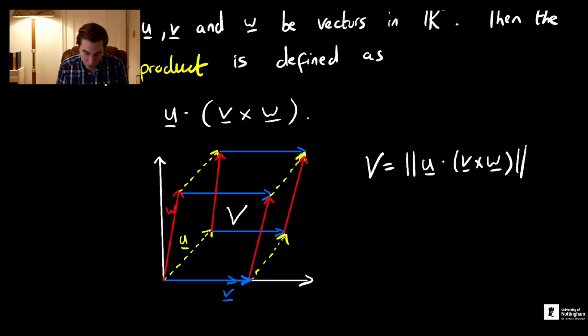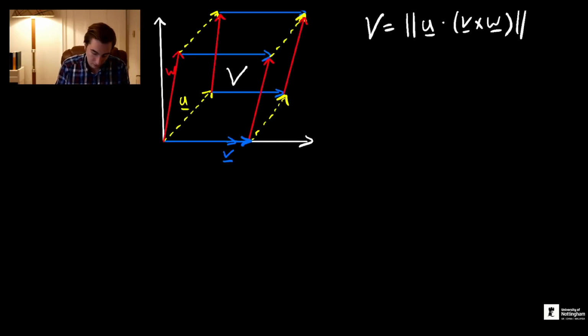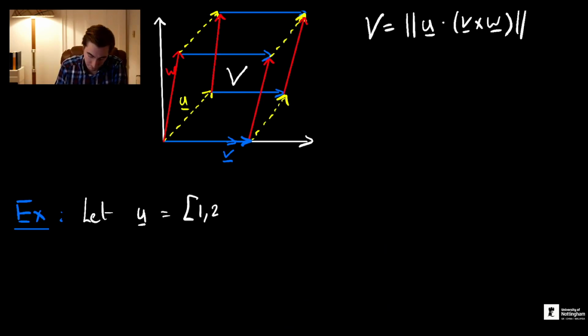So if you ever want to find the volume of this thing, you can simply take the scalar triple product of these three vectors. So let's do an example of how we would take the scalar triple product. In the notes, we have u written as (1, 2, 3). v is the vector (0, 0, 1).